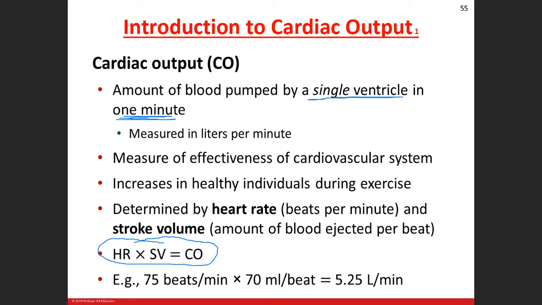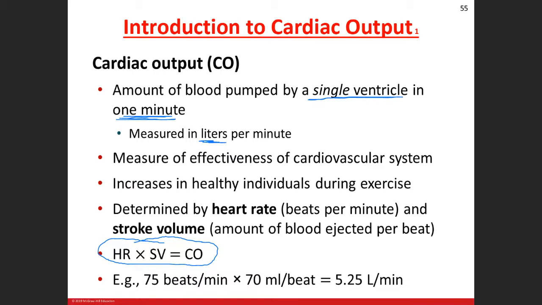We assume that the ventricles are going to be pumping out the same amount of blood in a healthy heart, so it doesn't matter if it's left or right. Whatever the stroke volume is, that's how much one ventricle is pumping out in a minute, and the volume that we use is liters. We use this to determine how healthy or how effective our cardiovascular system is. Our cardiac output should definitely increase during periods of exercise.